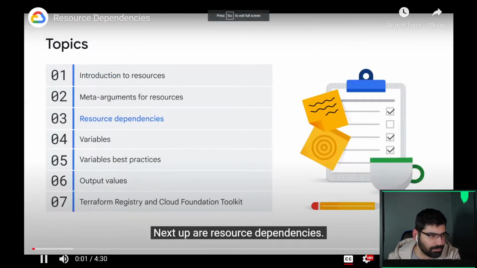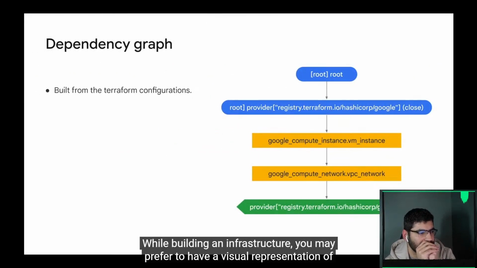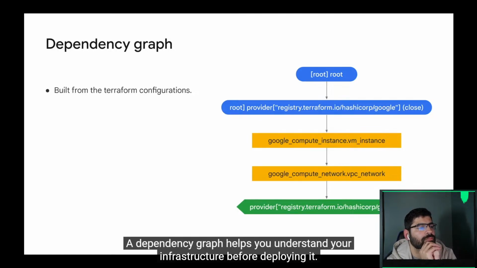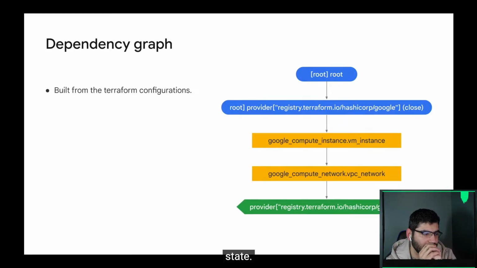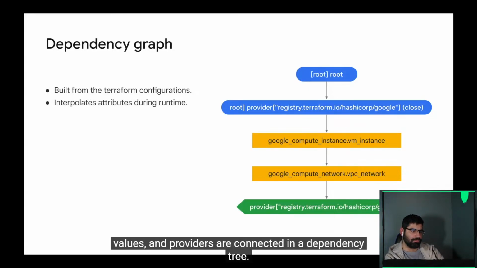Next up are resource dependencies. While building an infrastructure, you may prefer to have a visual representation of how your infrastructure is connected and interdependent. A dependency graph helps you understand your infrastructure before deploying it. Terraform builds a dependency graph from your configurations to generate plans and refresh state. The attributes are interpolated during runtime, and primitives such as variables, output values, and providers are connected in a dependency tree.